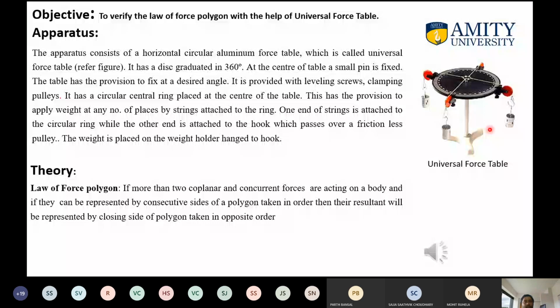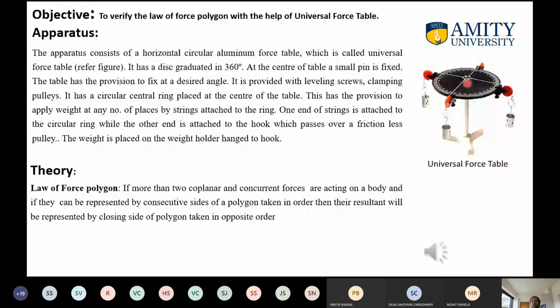This apparatus consists of a horizontal circular force table, which is called a universal force table. This is the figure. It has a disc, a small black disc, graduated in 360 degrees, meaning angles are engraved on the small disc so that you can easily measure the angle. At the center of the table, a small pin is fixed. Here a small pin is there, and around this a small ring will be there. The table has a provision to fix at the right angle.